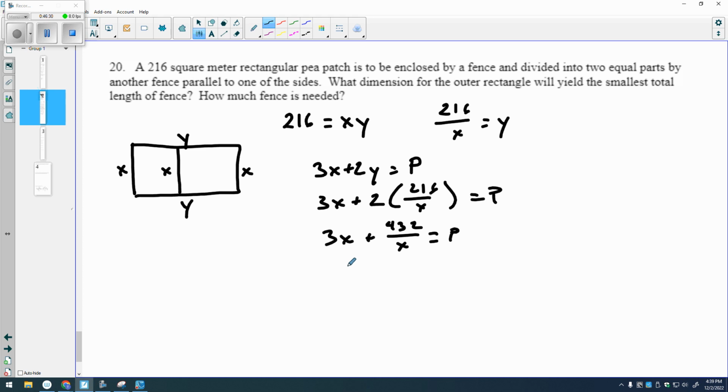And we're going to take the derivative of that thing. So p prime equals 3. Now, this is 432 times x to the negative 1, right? This is 432 times 1 over x, which is x to the negative first power. So my derivative becomes a negative 432. Decrease that exponent by 1, it becomes a negative 2, so the x becomes an x squared.